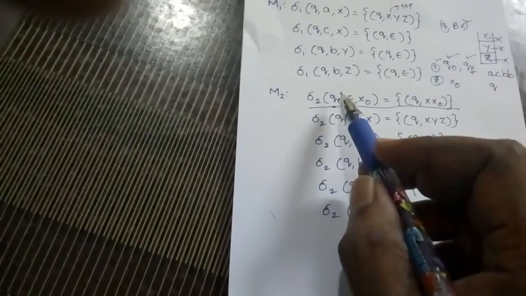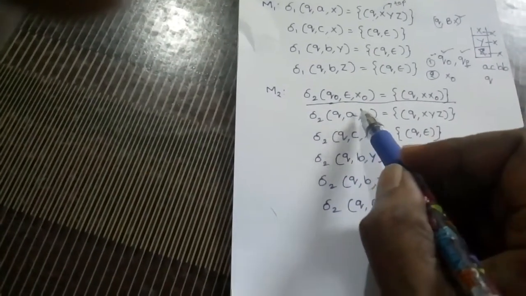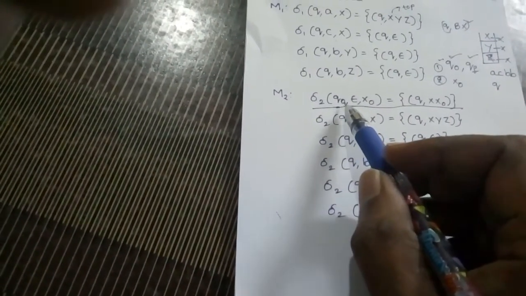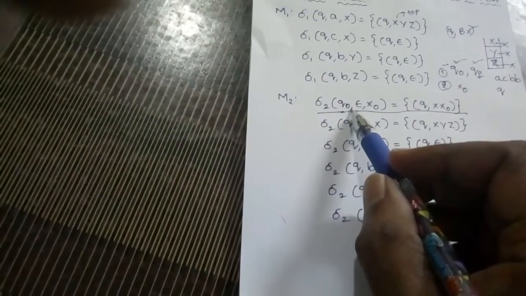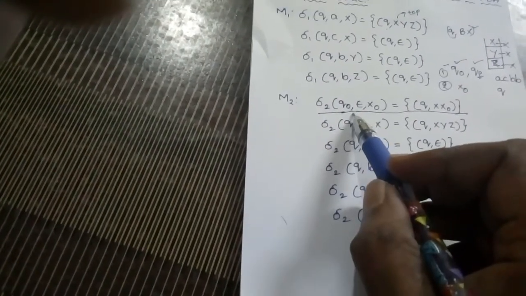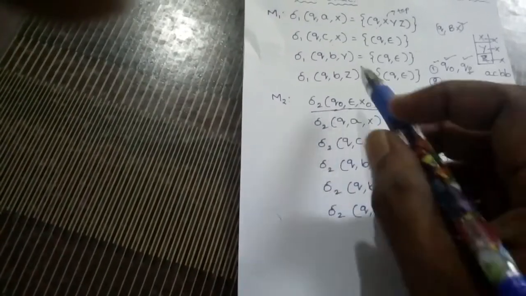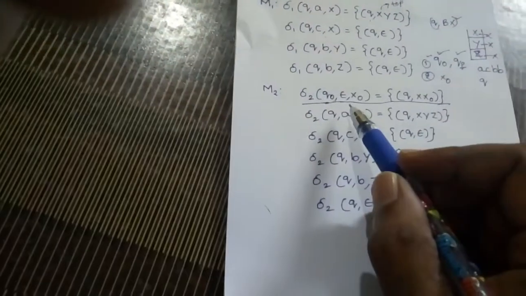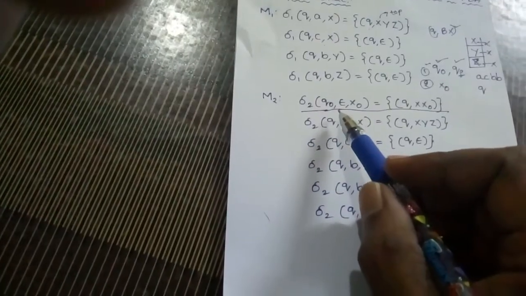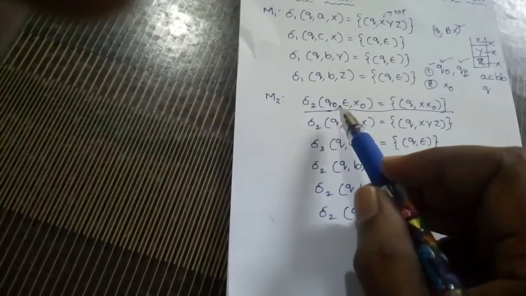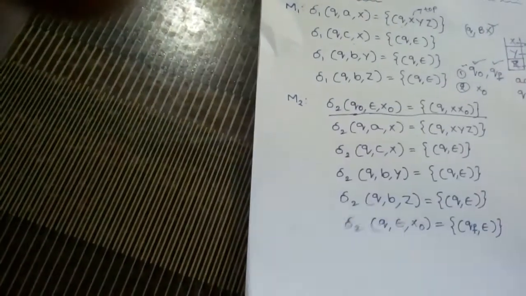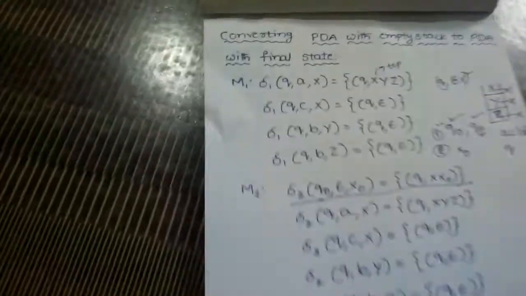That is delta 2 of initial state. This is the new state. This is not there in the given Q naught comma. First we have to take, don't take A as the first input symbol. Always we have to take epsilon as the first symbol in the conversion to PDA with final state.